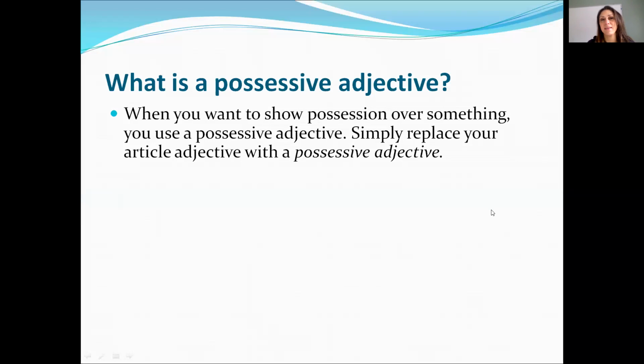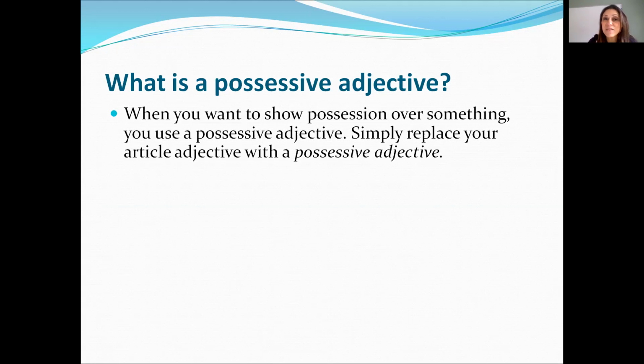Ahora, what is a possessive adjective? I'm sure most of you already know what one is. Joshua, do you know what a possessive adjective is? No. I caught him off guard. Anyways, I'm sure you do.